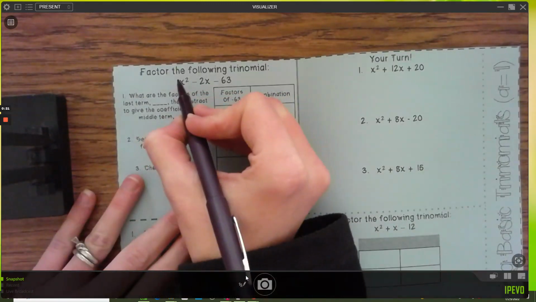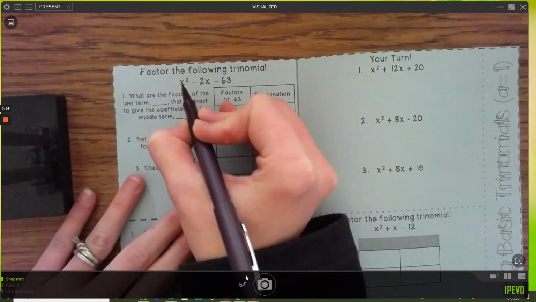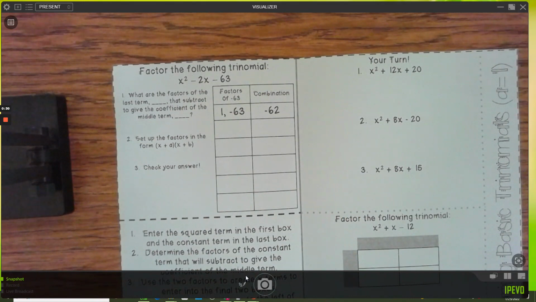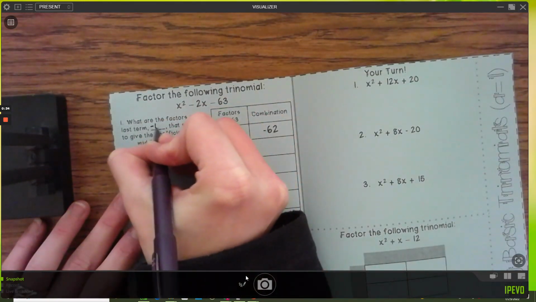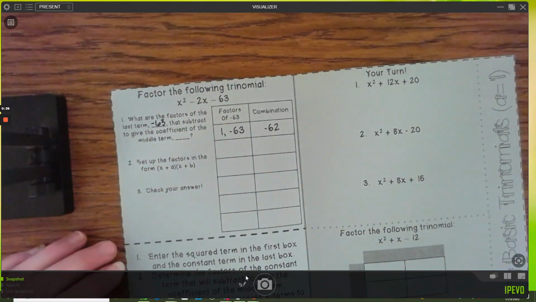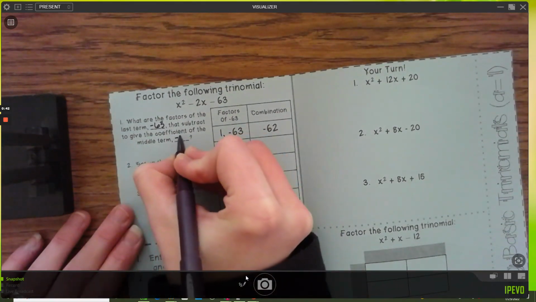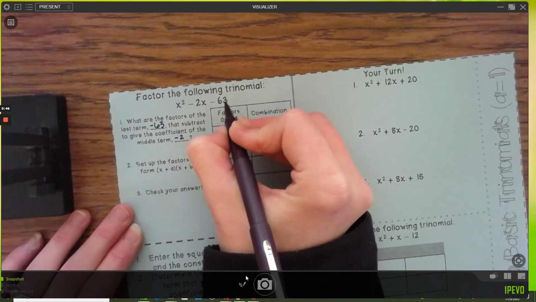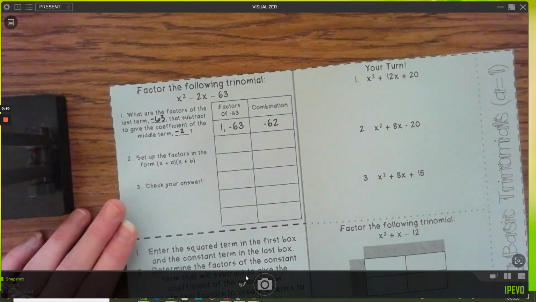The a value is always the coefficient in front of the x squared variable. Our first step is, what are the factors of the last term, which is negative 63, that subtract to give the coefficient of the middle term, which is negative 2. So we want two numbers that multiply to give negative 63 and that, when we subtract them, give us negative 2.